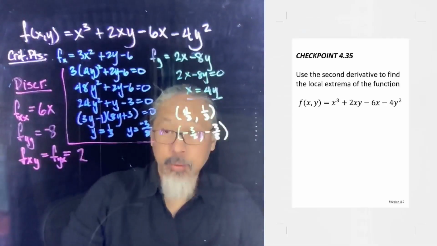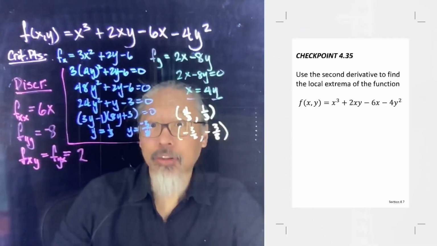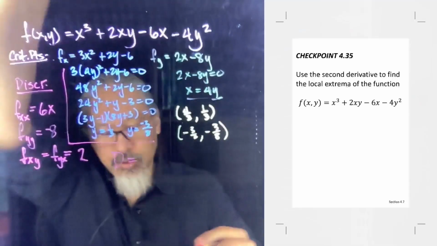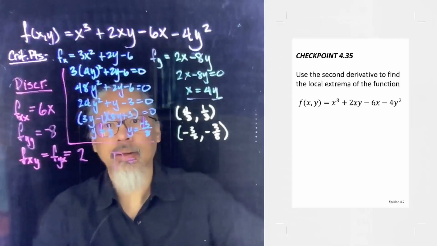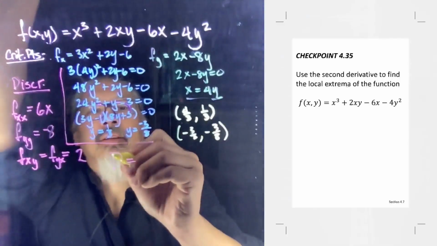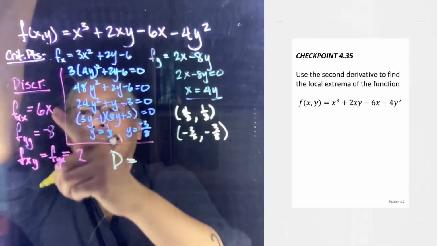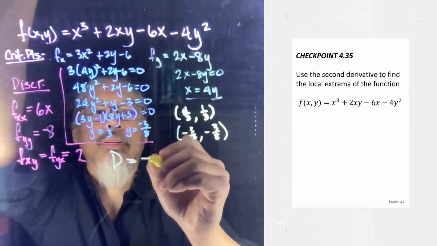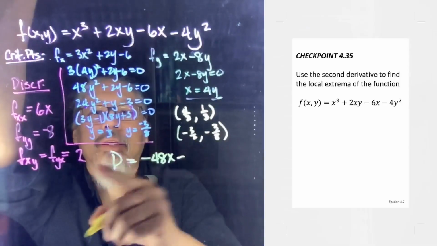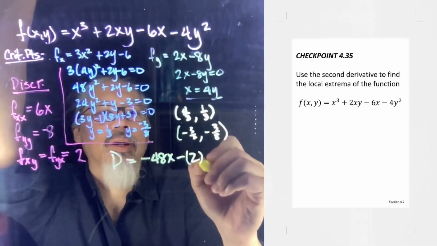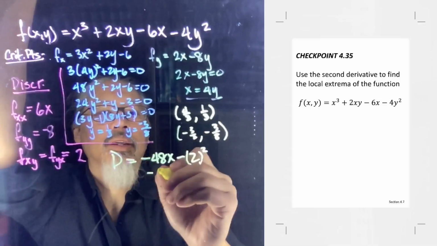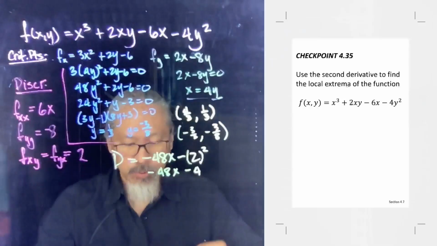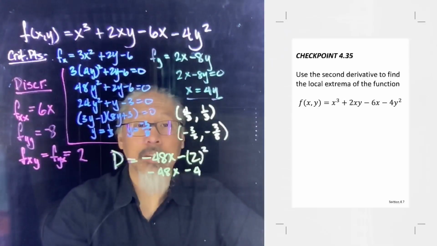Okay, so now we have our information for our discriminant. Then we can write our discriminant D is equal to fxx times fyy minus fxy squared. So that's negative 48x minus 4. That's our discriminant, and that's what we're going to use to test our function, or to test our points.